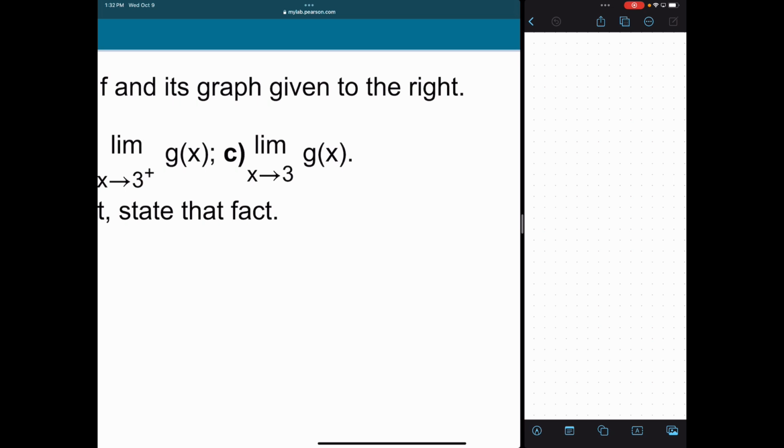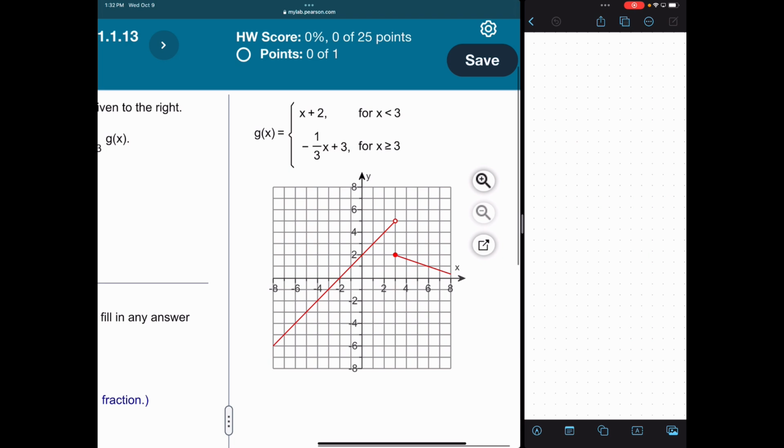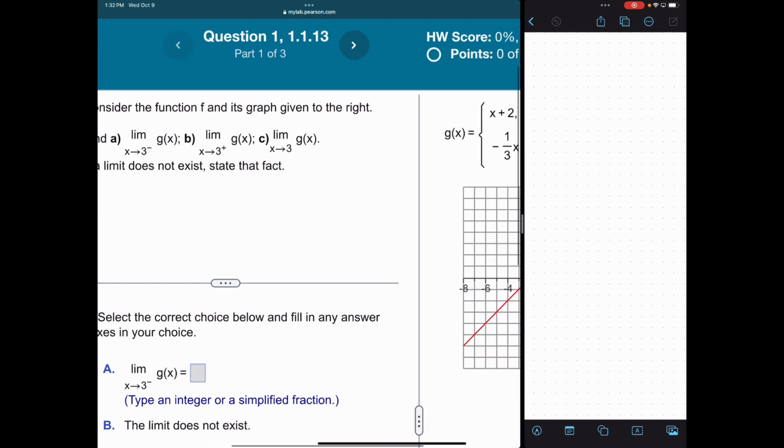There is no limit. It doesn't exist, right? That limit won't exist because it's a jump discontinuity. Because it's a jump discontinuity, your function is approaching 2 different values from the different directions. So I already know that part C is not going to exist.